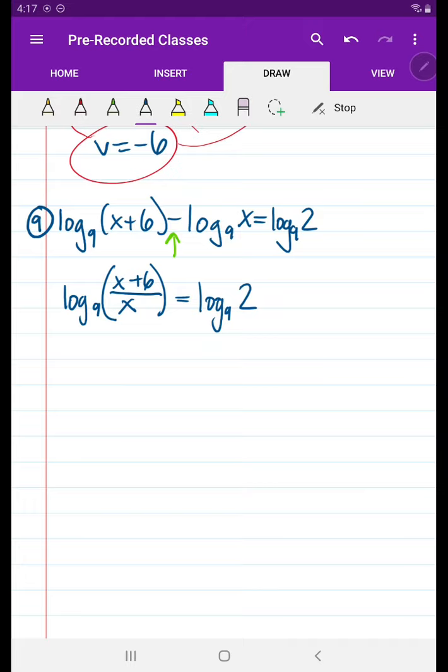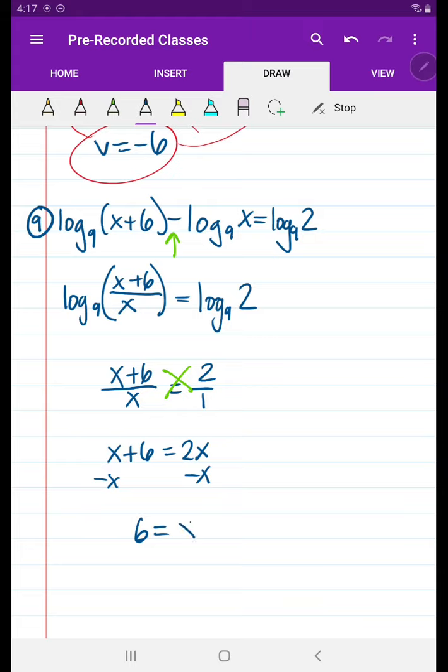So now I have one log on either side, so I can drop my logs and rewrite the equation. I'll have x plus 6 over x, and that equals 2 over 1. And so now I can cross multiply, and that will give me x plus 6 equals 2x. And so I'll solve this, and I get 6 is x. And so if I plug that into any of my arguments from the beginning, it works out, and all of the arguments are positive, and so our answer for number 9 is 6.